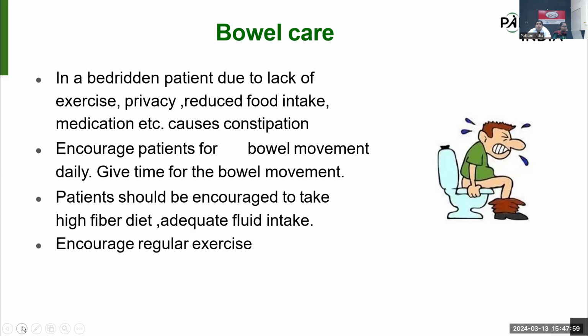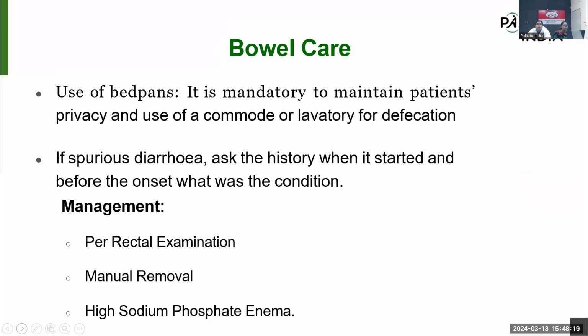The patient should be encouraged to take a high fiber diet, adequate fluid intake, and regular exercises. The bowel exercises are also there. You have to encourage them to do the bowel exercises and maintain a proper time for bowel defecation. In bowel care, use of a bedpan, it is mandatory to maintain patient privacy, and use a commode or lavatory for the defecation.